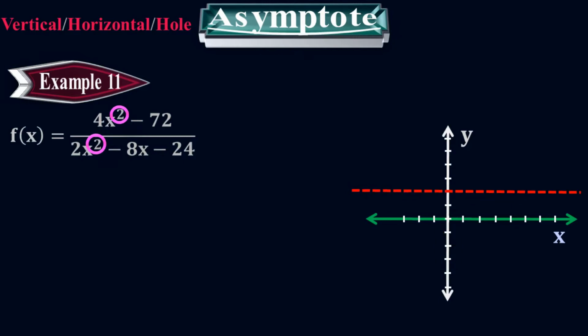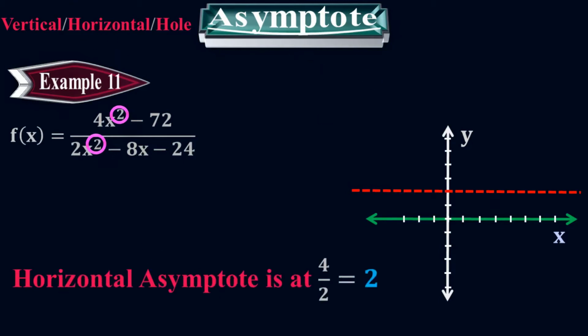So I can simply write that my horizontal asymptote equals 4 over 2 equals 2. Leading variables are cancelled and their respective coefficients are 4 and 2. 4 divided by 2 equals 2. 2 is my horizontal asymptote at y equals 2. This dotted line is my horizontal asymptote.